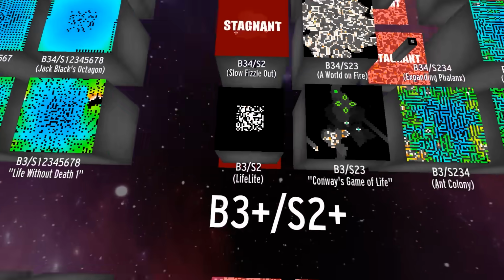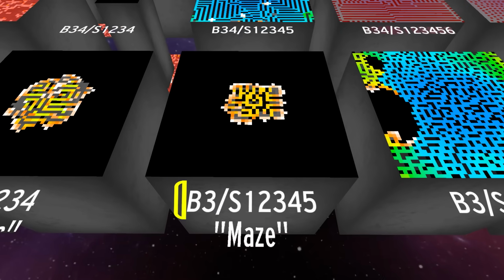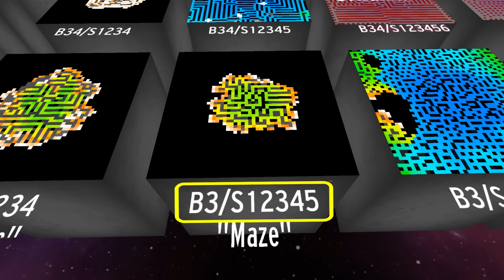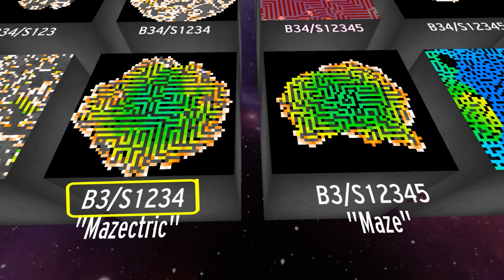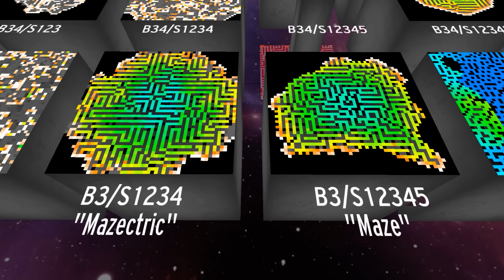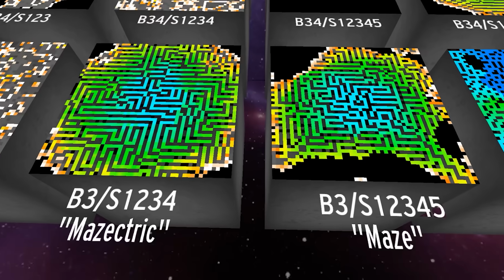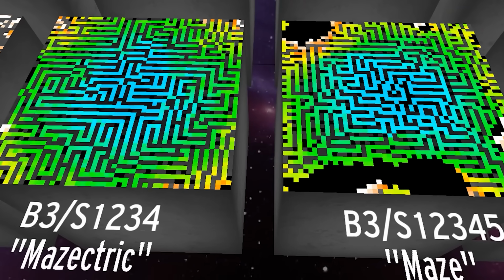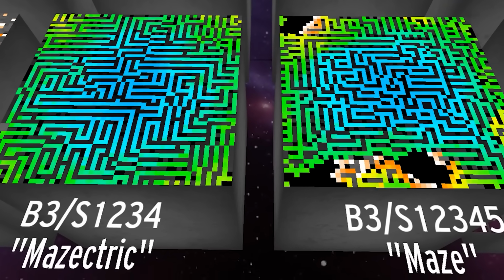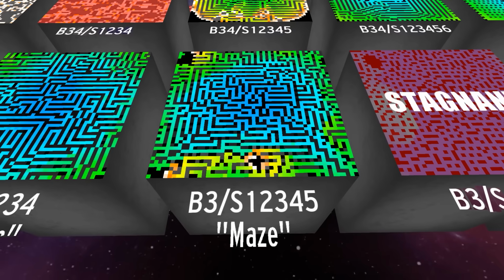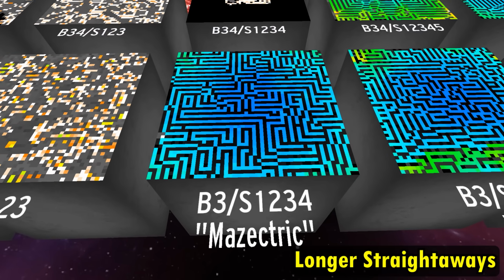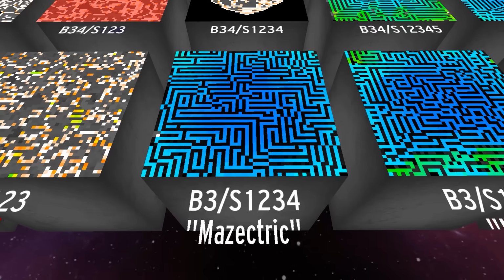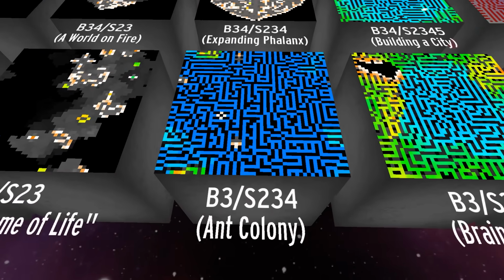To fix this, let's take a trip to B3S12345, also known as Maze, and its sister universe, B3S1234, also known as Mazectric. And wow, those really are satisfying mazes that would make any puzzle expert give their stamp of approval. Maze is known to have shorter straightaways, whereas Mazectric is known to have longer ones, just like their names. But why do they do such a better job at making mazes than Ant Colony?